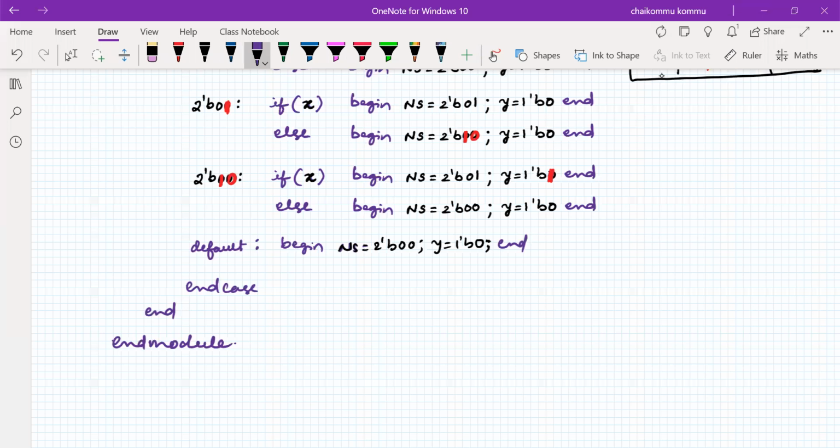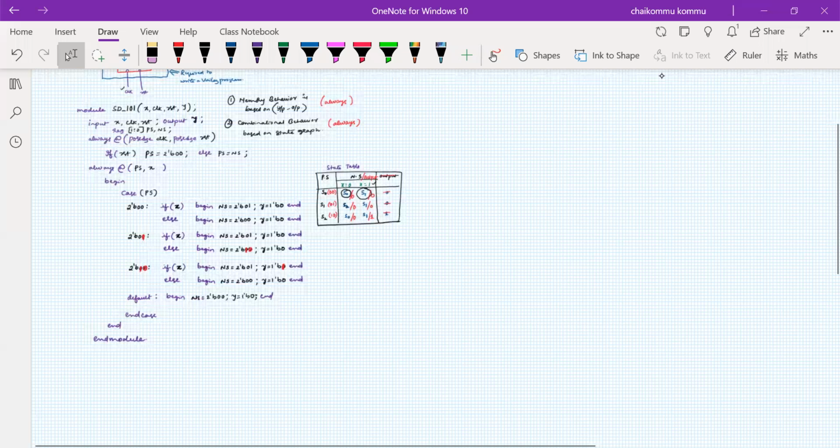I hope you can understand this problem, right? Understood? Is it clear to all of you? How I have written? Yes. If you find any sequential circuit, this is the method you have to follow. So different ways are there.